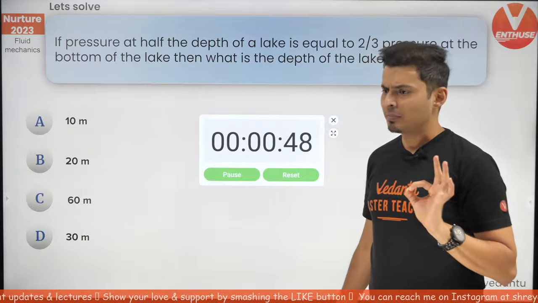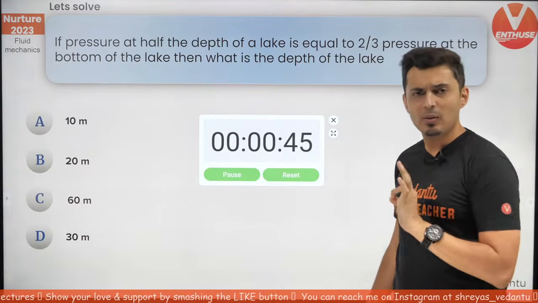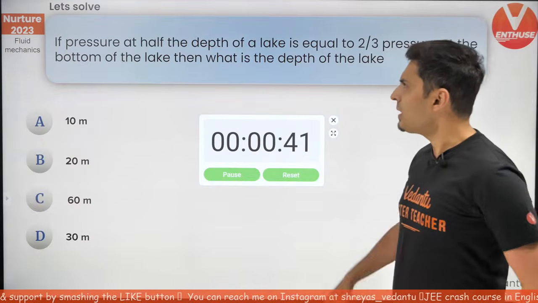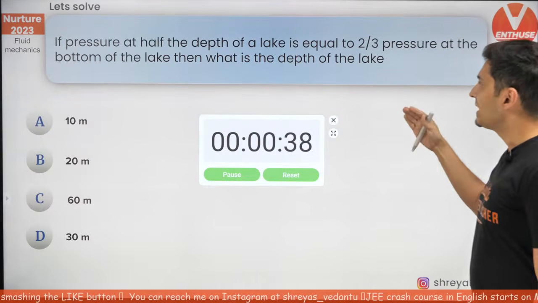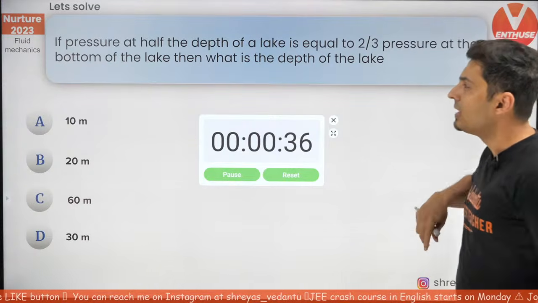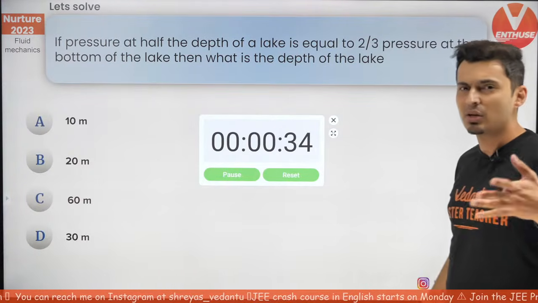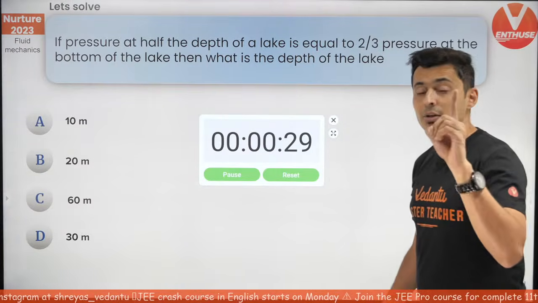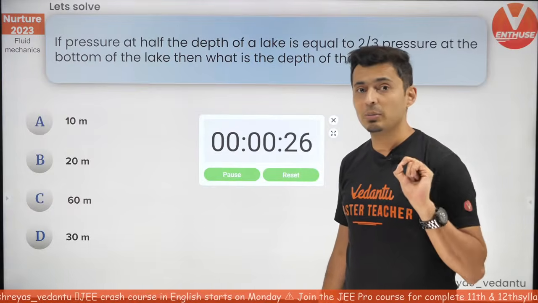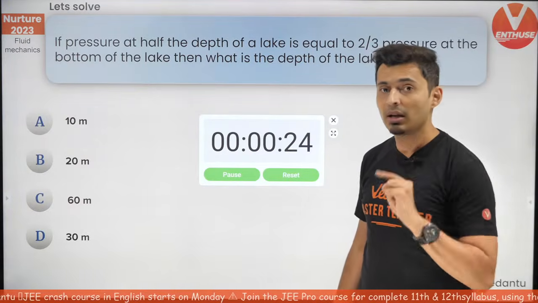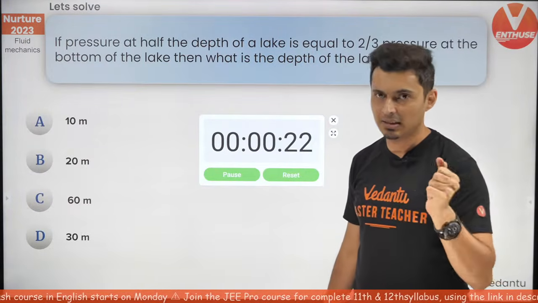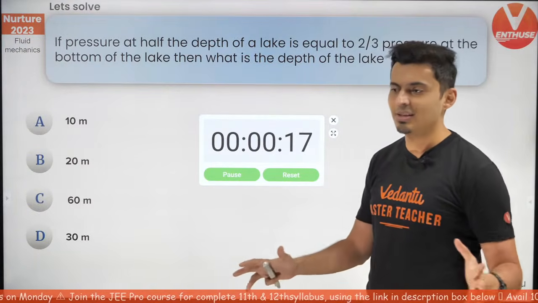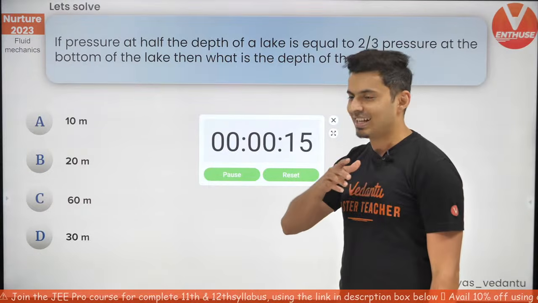Write equations. Even if you're watching this lecture in a recorded form, it's okay. Pause the video. Think how we can do this. At half the depth of the lake is 2/3 the pressure at the bottom of the lake. Assume the depth of the lake to be h or h/2 or something like that, and then start solving. Eliminate the options, and I'll give you a hint. Take atmospheric pressure as 10 to the power 5. Take density of water as 1000. Take G as 10. G is standard 10. Density is 1000. Atmospheric pressure 10 to the power 5. That's it. Use it. It will help you. Only then you'll get the answer.